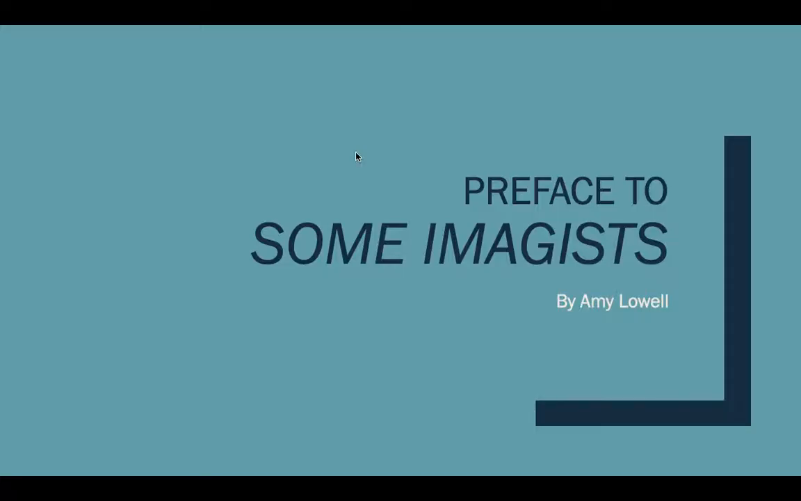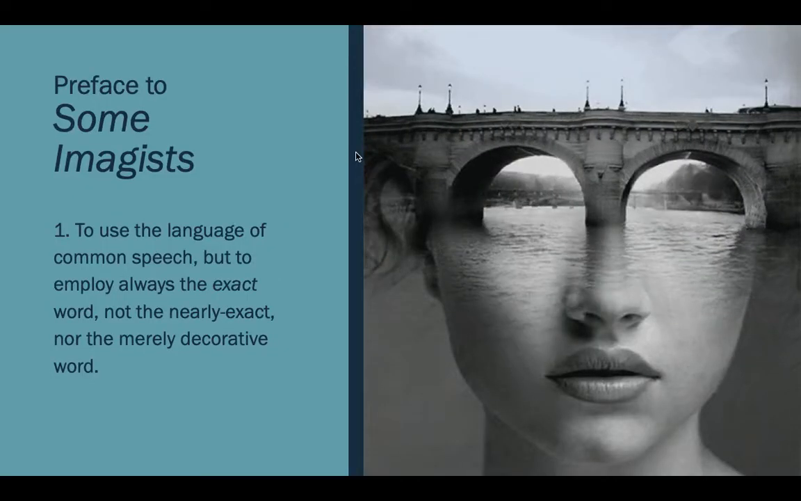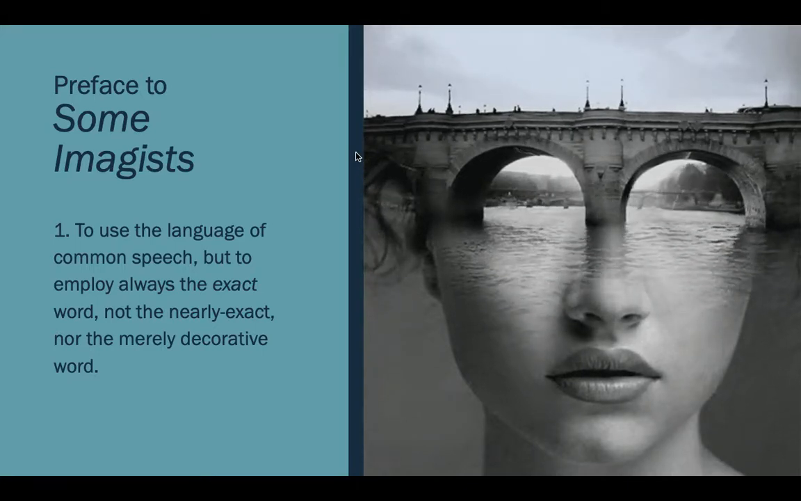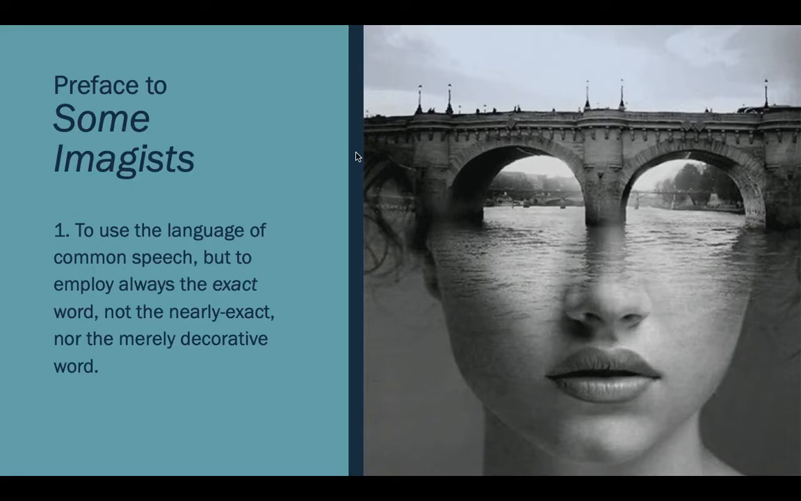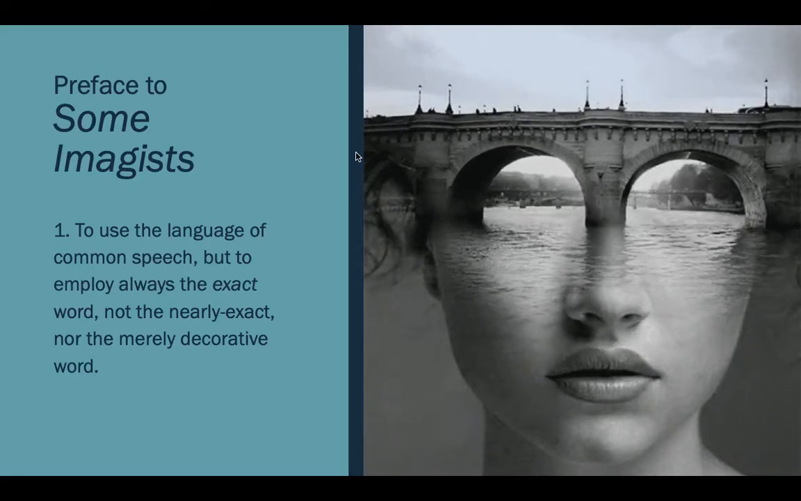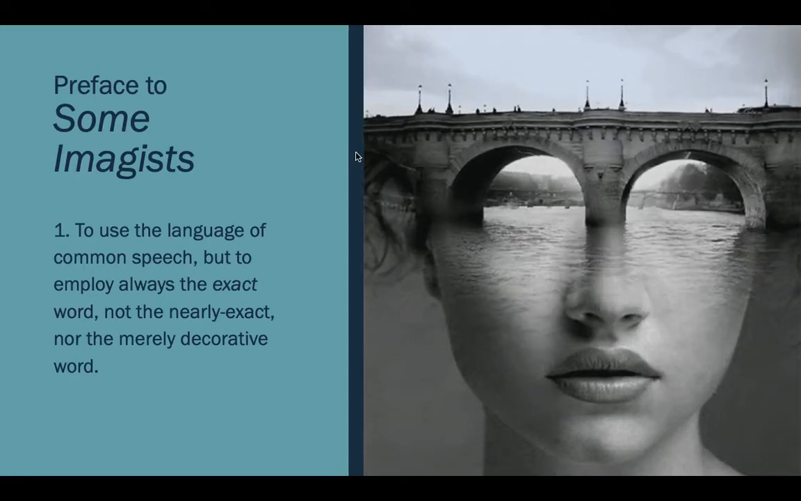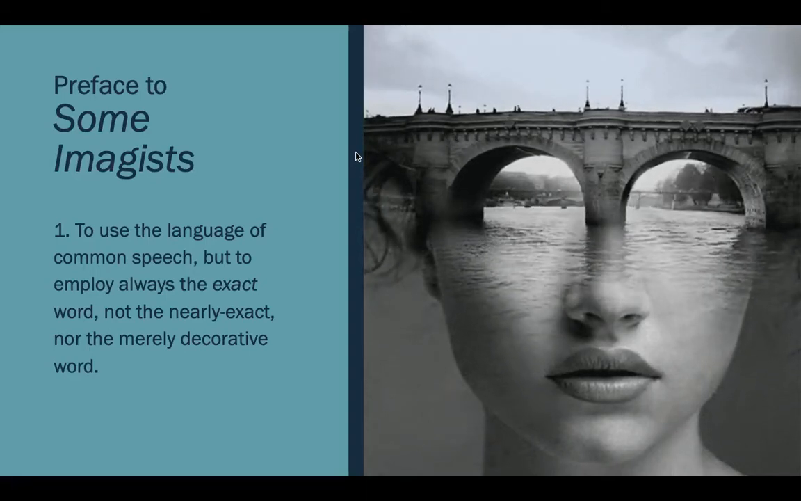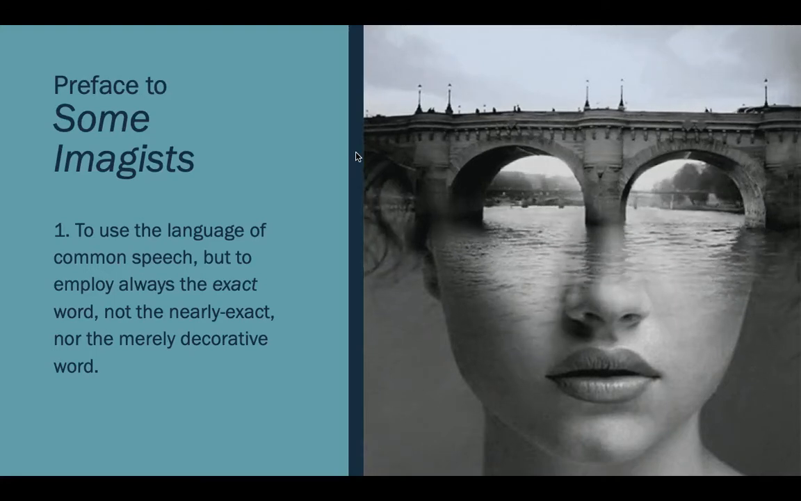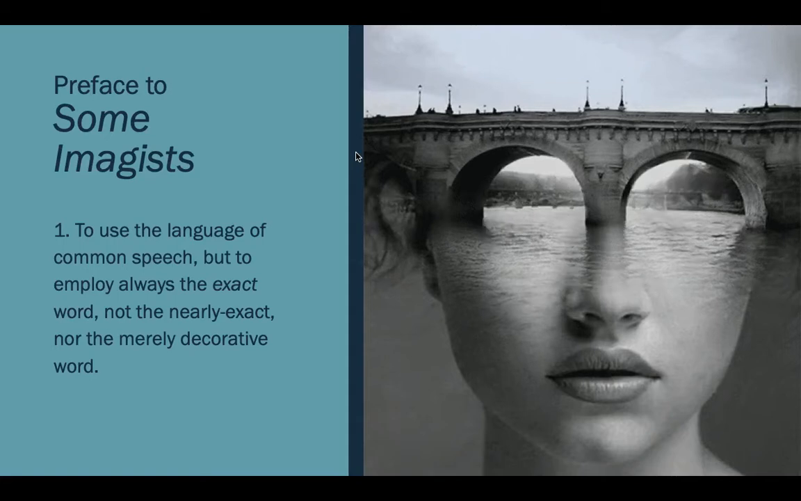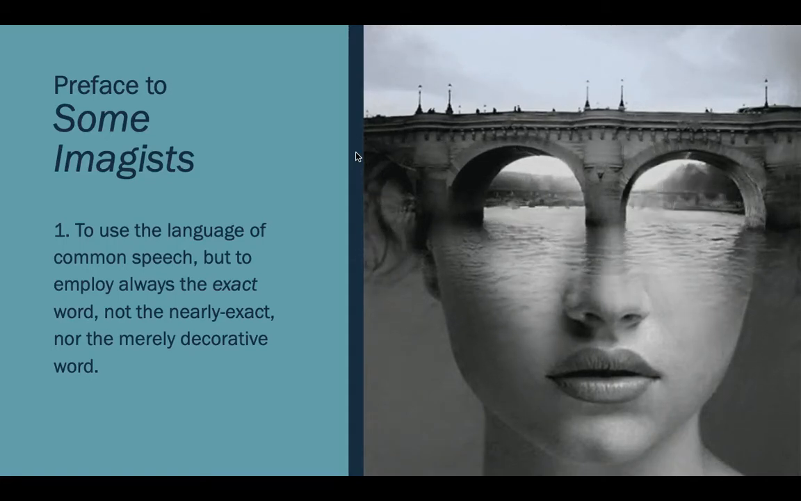But so now let's look at the preface to Some Imagists. She lays out, I think it's seven guidelines for what good Imagist poetry should be. So the first one is, one, to use the language of common speech, but to employ always the exact word, not the nearly exact, nor the merely decorative word.